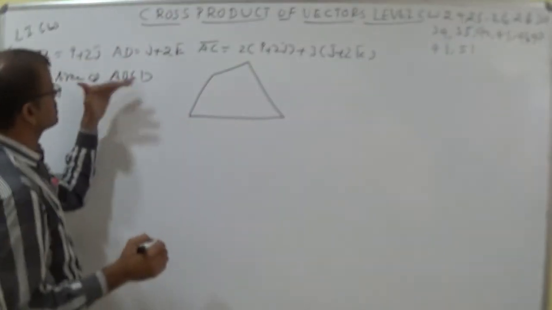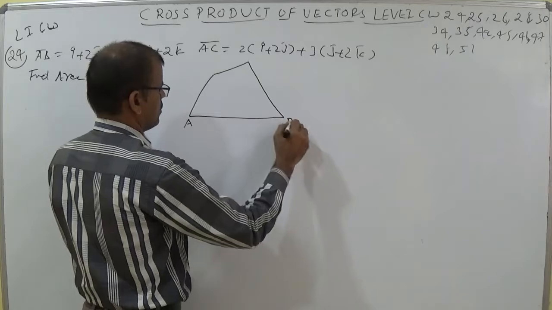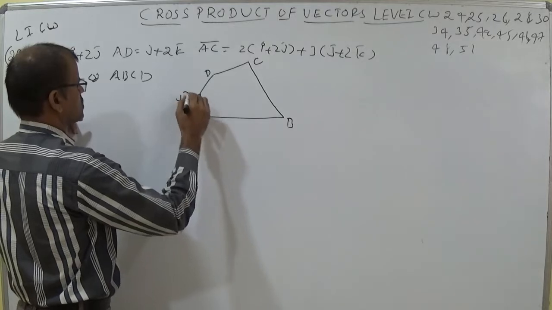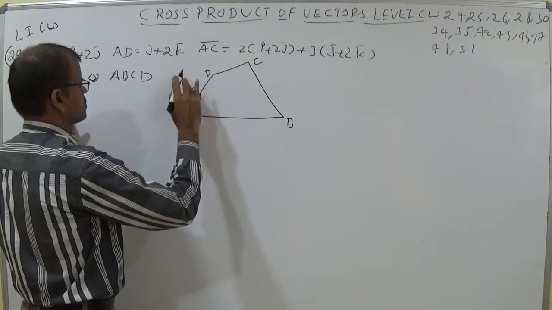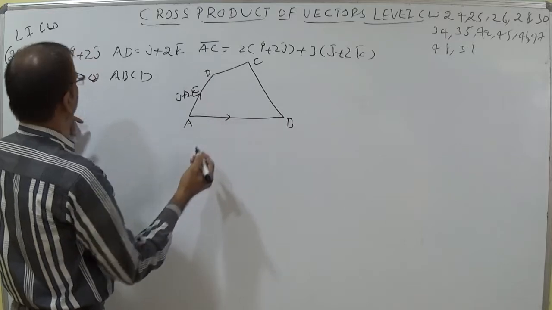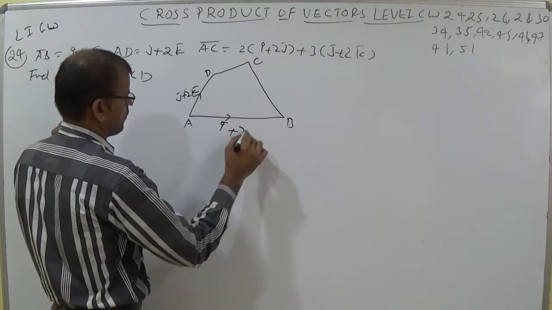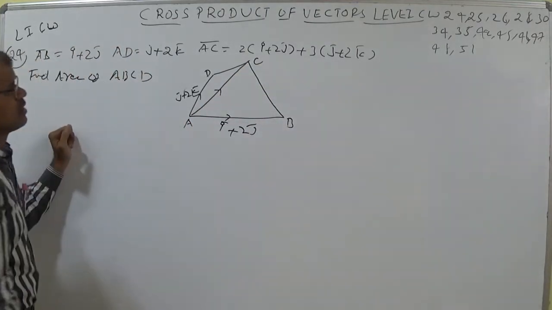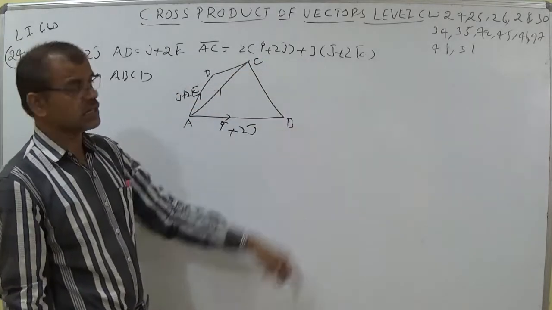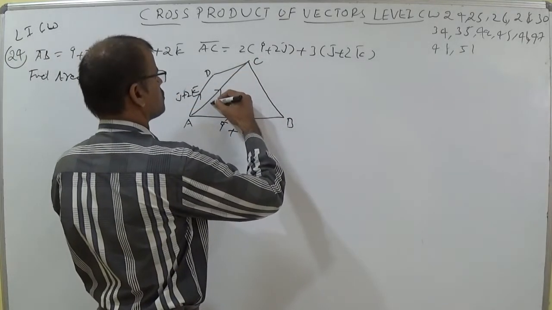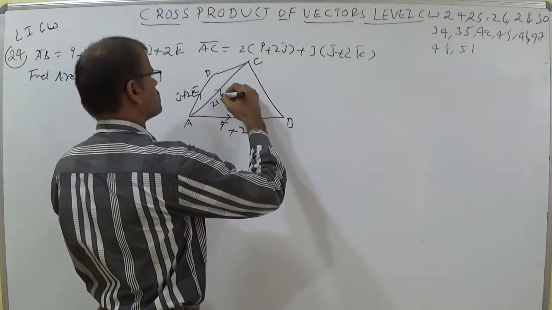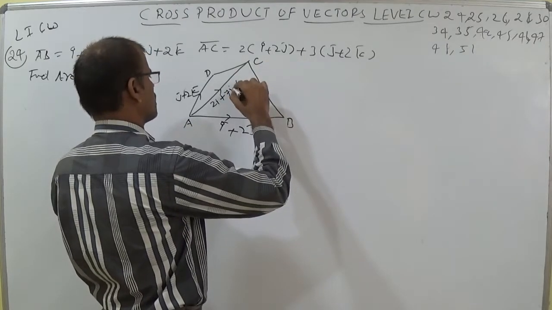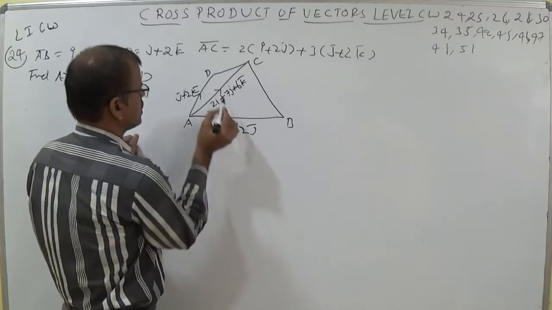Let us consider AB as a side like this, ABCD. AD is given as the vector j plus 2k, AB is given as the vector i plus 2j, and AC is also given as 2i plus 2j plus 3j plus 2k. Now we can write here 2i plus 2, 2 twos are 4, plus 3, 7j, plus 3, 6, 3 twos are 6k. This is the AC value.